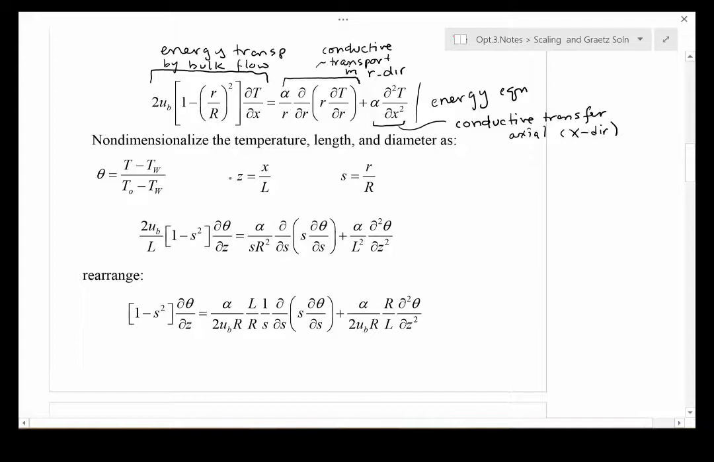So if we non-dimensionalize temperature, length, and diameter, we first non-dimensionalize the temperature. We first subtract off the wall temperature, and then we divide by the initial or inlet temperature minus the wall temperature.